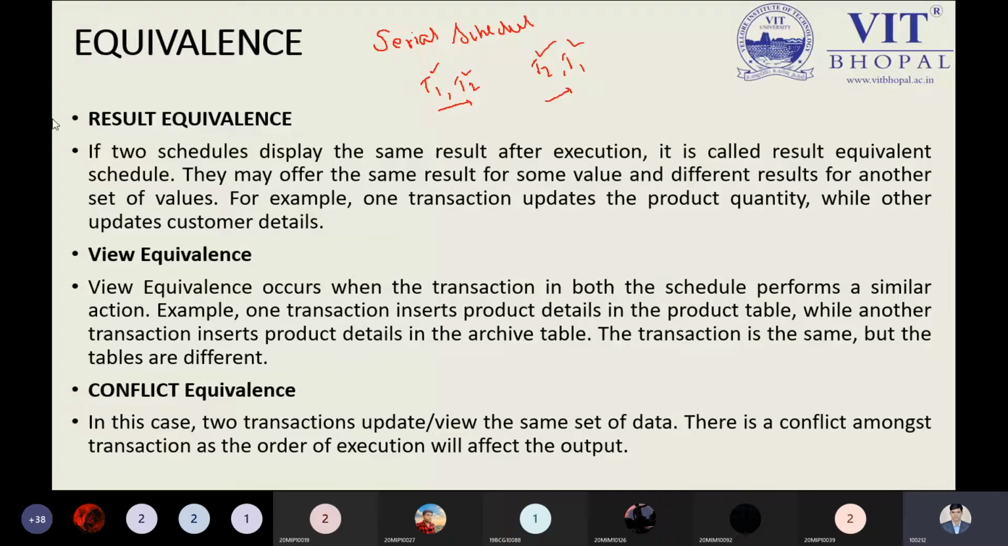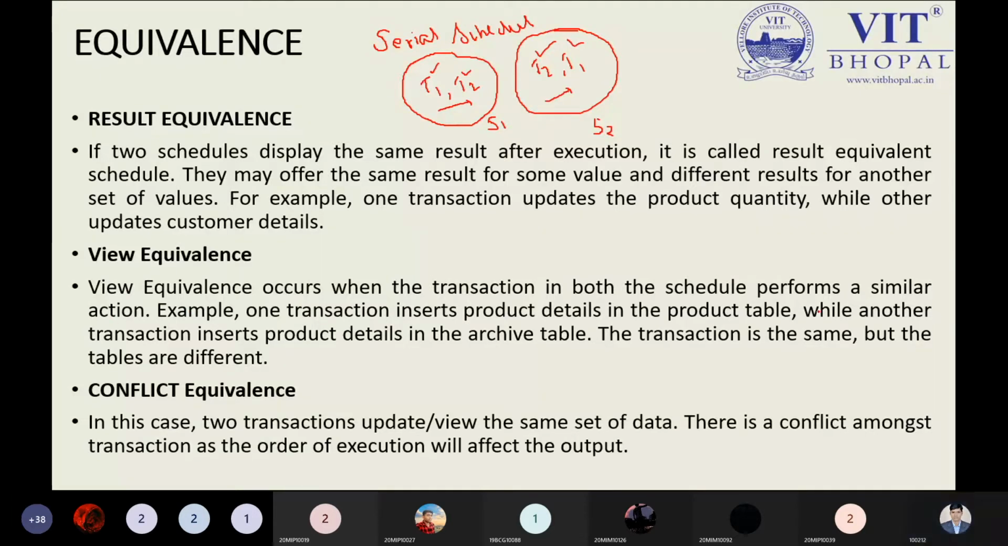Just so you can understand, I'm marking them with circles so you can easily see. This is the first schedule. This is another schedule I can give. So what I mean to say is that here we have two schedules, S1 and S2. So view equivalence occurs when the transactions in both schedules perform a similar action.